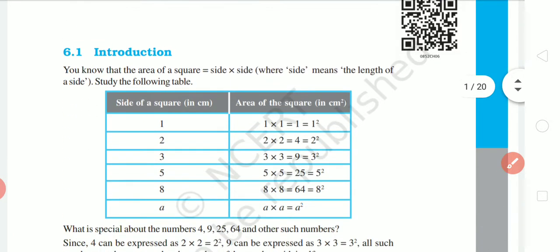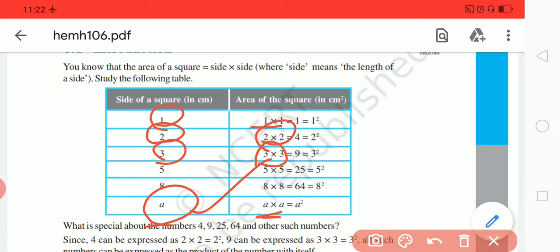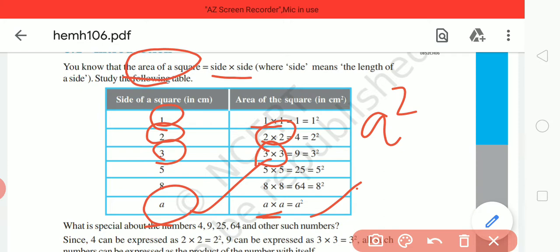So let us start. We know that the square of a number is the base multiplied by itself. The square of 1 is 1 multiplied by 1, the square of 2 is 2 multiplied by 2, the square of 3 is 3 multiplied by 3. The square of any number a is the product of the number with itself, that is a into a is a square. If you have the area of a square, that is side multiplied by side, it is also a measurement, so this also falls in square units, right?